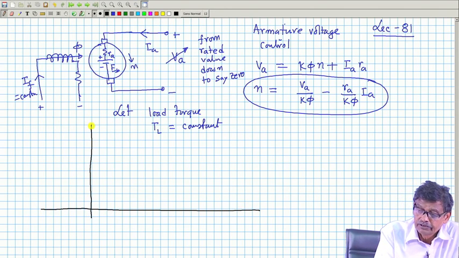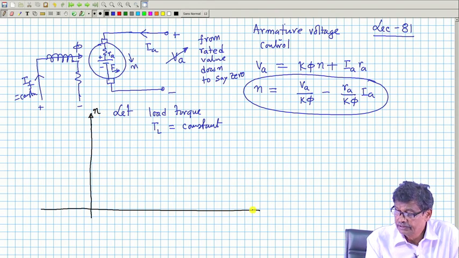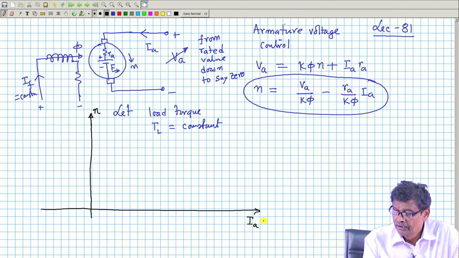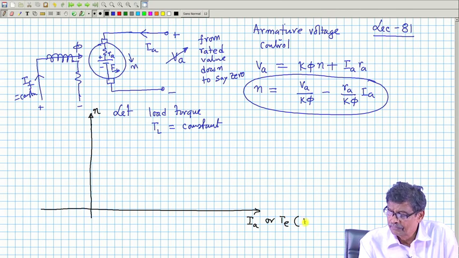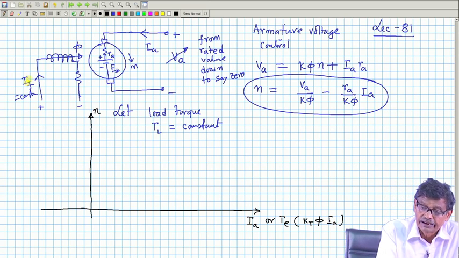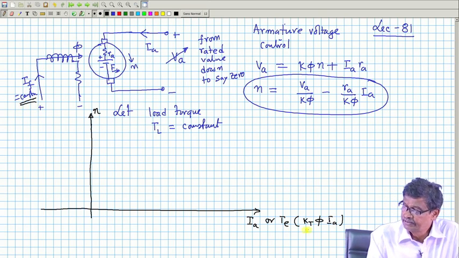Speed I will sketch on the y axis, and here on the x axis I will sketch I A, or the electromagnetic torque developed by the machine, which is equal to some k T into phi into I A. Phi I will keep constant; phi is not changing.